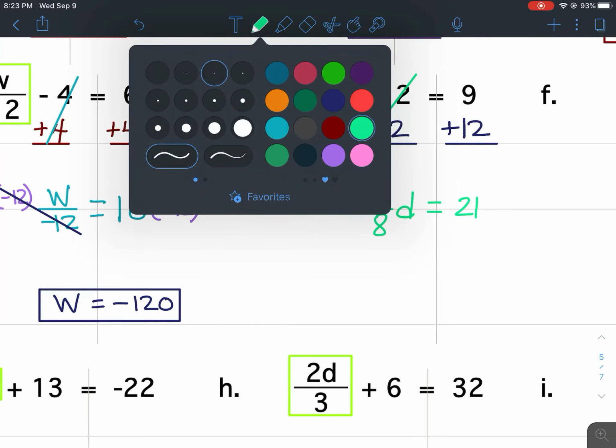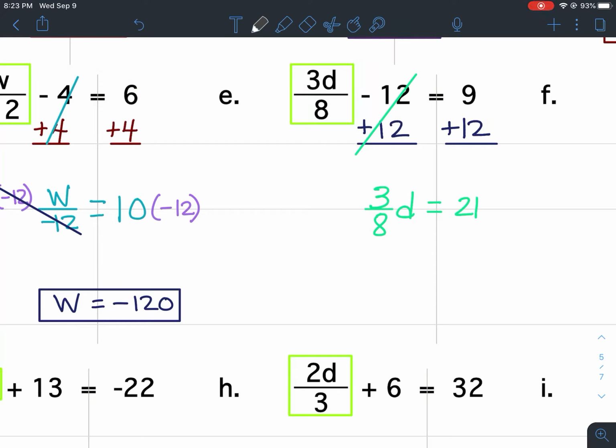All right, so a red flag should have gone off when you saw this problem because it's a multiplication problem that contains a fraction. When we have a multiplication problem that contains a fraction, we can't divide by the fraction. Instead, we have to multiply by the reciprocal. The reciprocal of the number with the variable would be 8/3. Multiply both sides by 8/3.